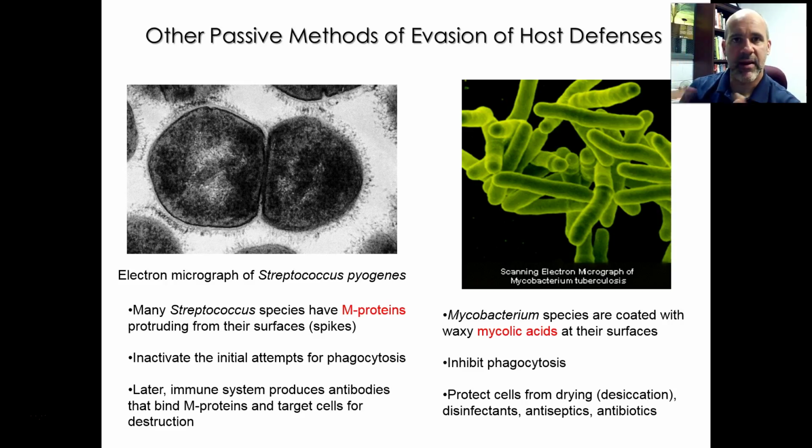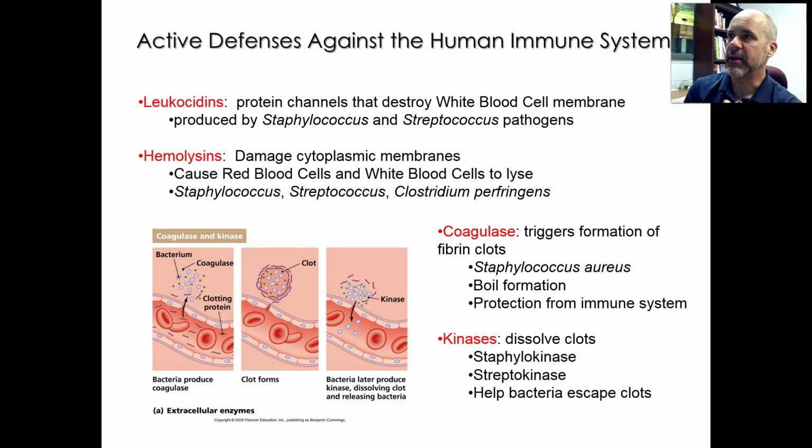Things that help inhibit phagocytosis. Now those other kinds of microbes will have other features that may help prevent phagocytosis, but the examples that we've gone over here have all been different kinds of bacteria. All right, so those are passive examples of passive methods of avoiding the immune system.